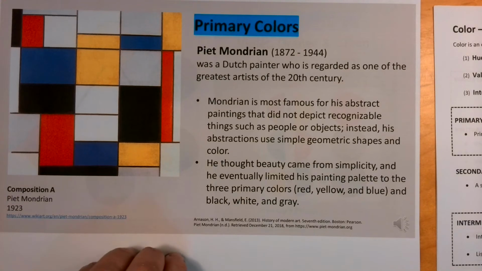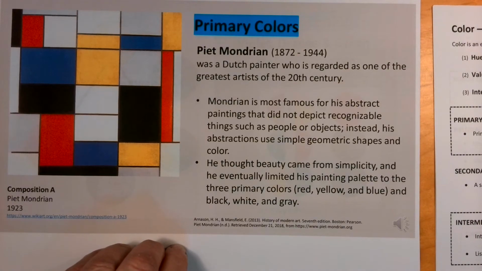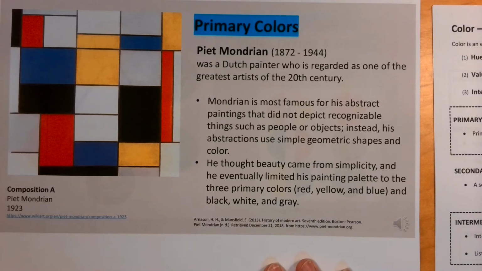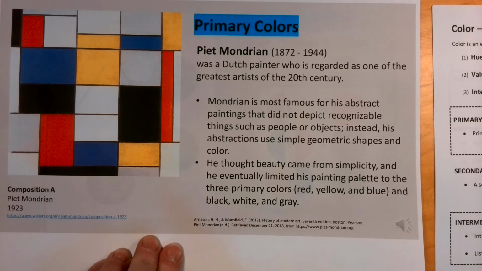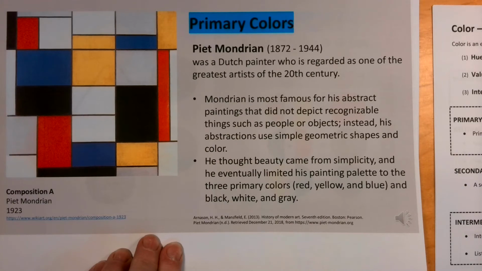Piet Mondrian was a Dutch painter who is regarded as one of the greatest artists of the 20th century. He's most famous for his abstract paintings that did not depict recognizable things such as objects or people. Instead, his abstractions used simple geometric shapes and color. He thought beauty came from simplicity, and he eventually limited his palette to the three primary colors, red, yellow, and blue, and then he used neutral colors, black, white, and gray. And this is one of his paintings to the left, Composition A.